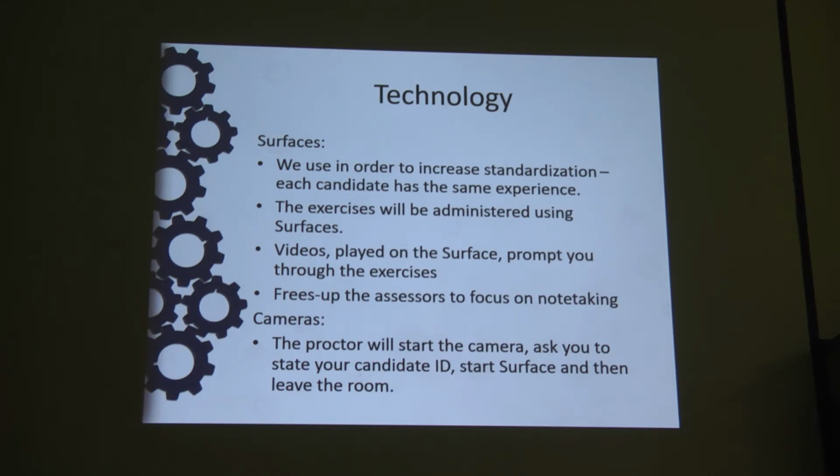So in the exercise room, there will be 2 tables. The candidate can either sit or stand behind one table, and then the other table will have the assessor sitting at it. They'll be a little closer together than this. The Surface will be on the table facing you so you can see the timer and everything. The cameras will be off to the side a little bit, so you're not talking to the cameras, you'll be talking to the assessors. And the cameras are just recording the interaction.